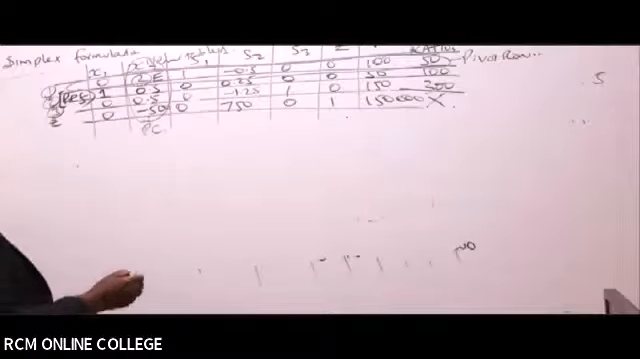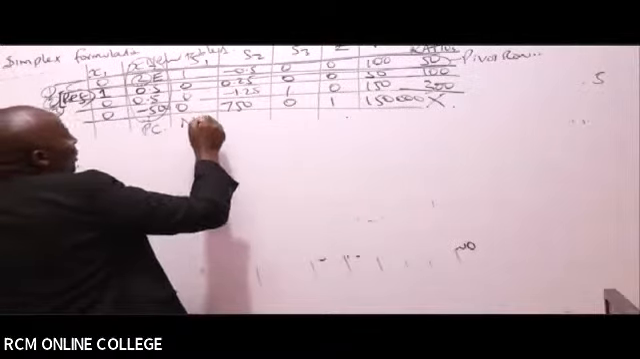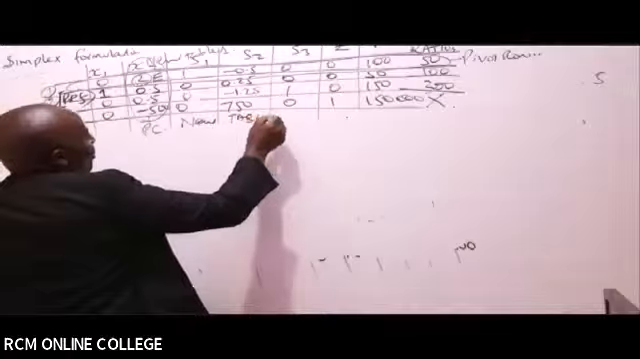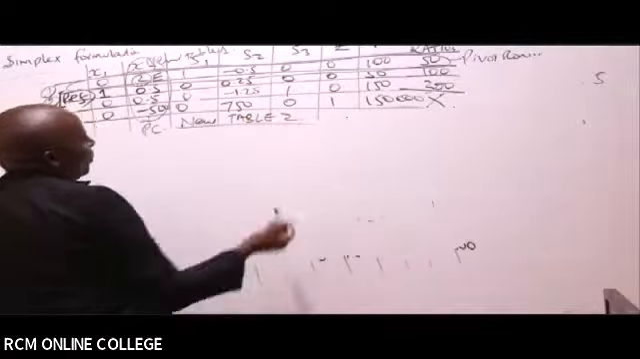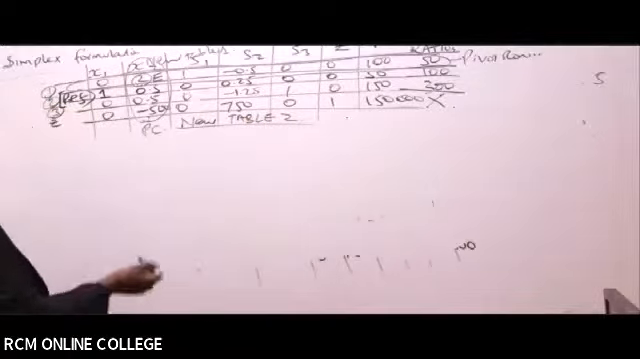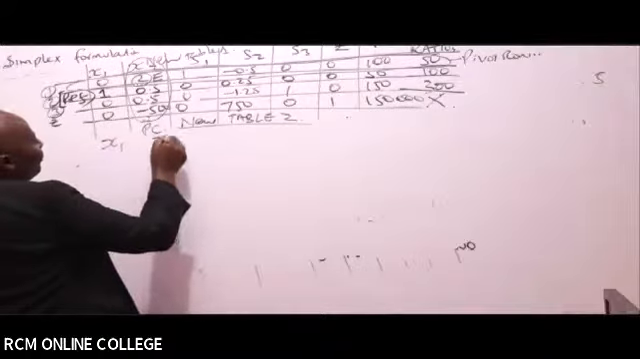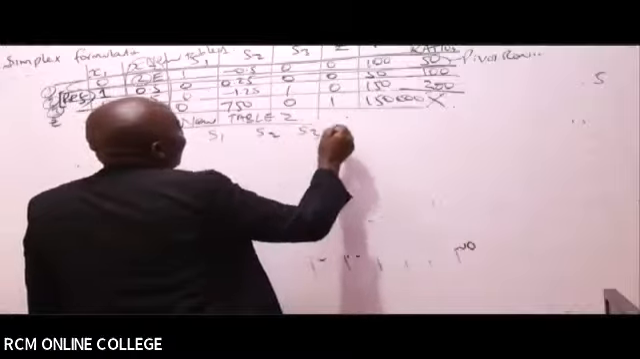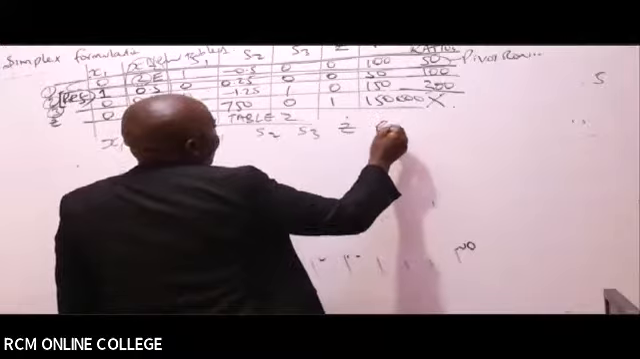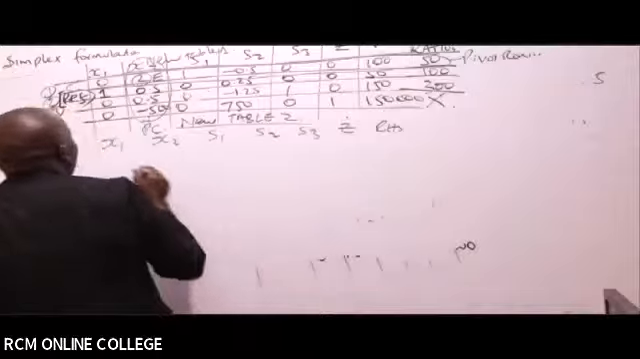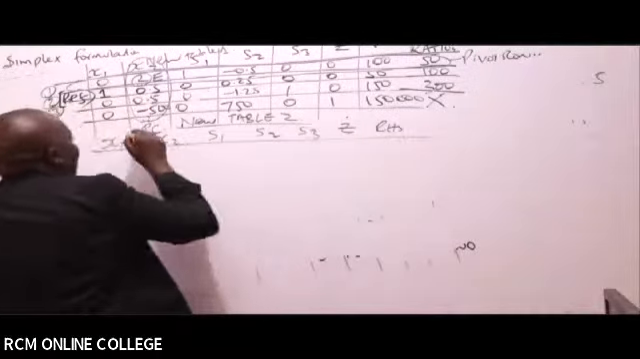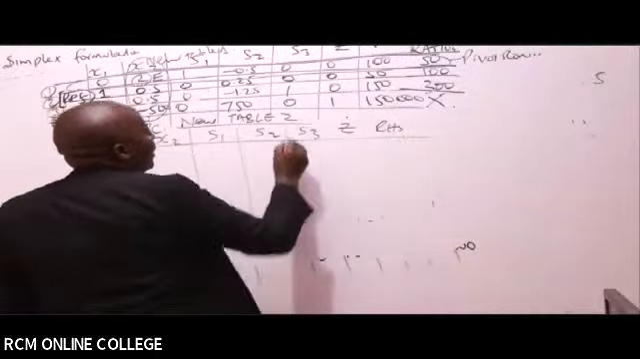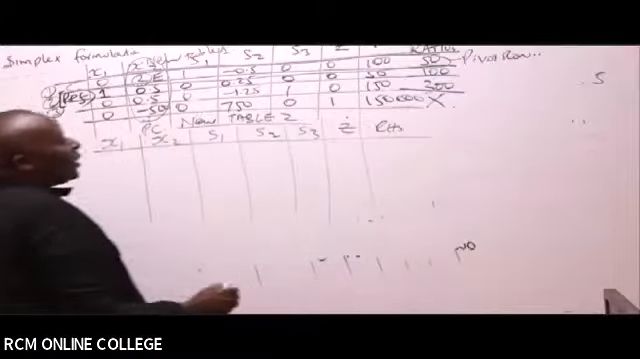Then we can do new table 2. I promise you this will be optimal. So new table 2. We have X1, X2, S1, S2, S3, Z. Then we have right-hand side values.